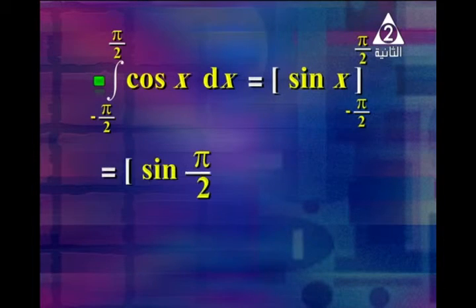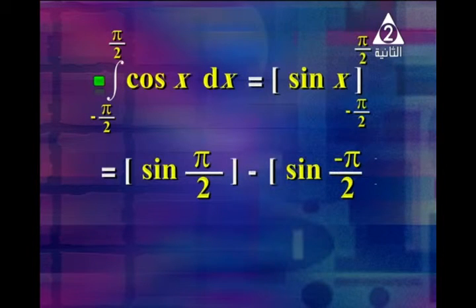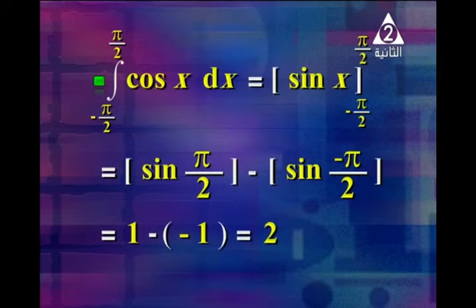Remember, dear student, what is the integration of cosine x? Sine x. Then by substitution into sine x, sine pi over 2 minus sine negative pi over 2. The first is 1, the second is negative 1. The answer is 2.